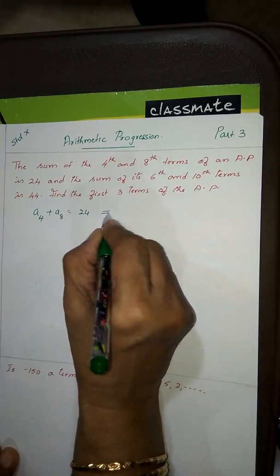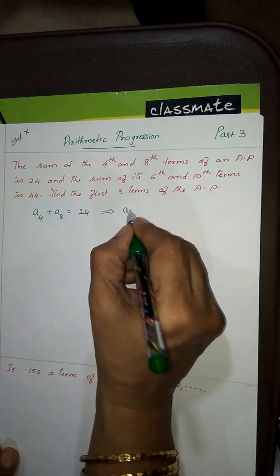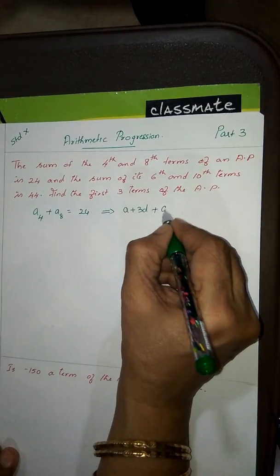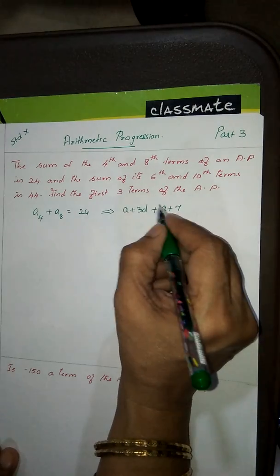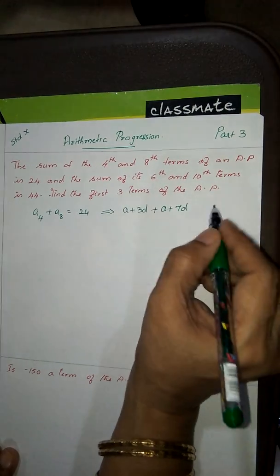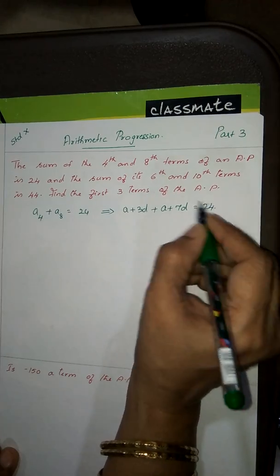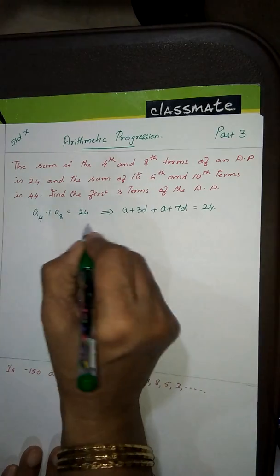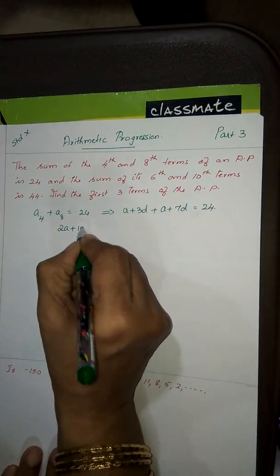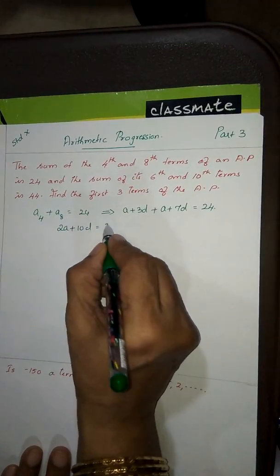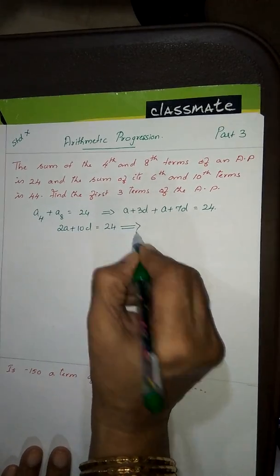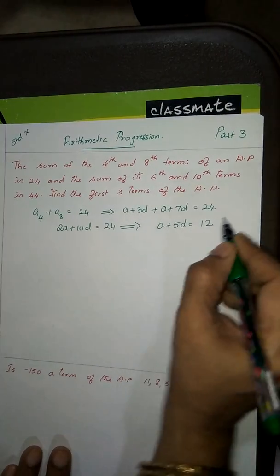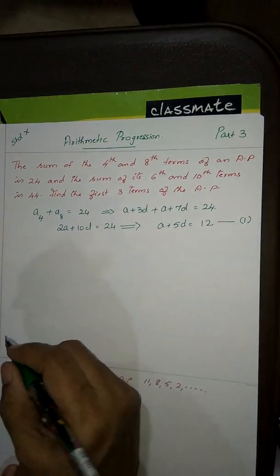So A4 is A plus 3D, plus A8, you can write it as A plus 7D, that is n minus 1, 8 minus 1, so 7D, that is equal to 24. So from this you get 2A plus 10D is equal to 24, from which you get A plus 5D equal to 12. Now this is equation number 1.